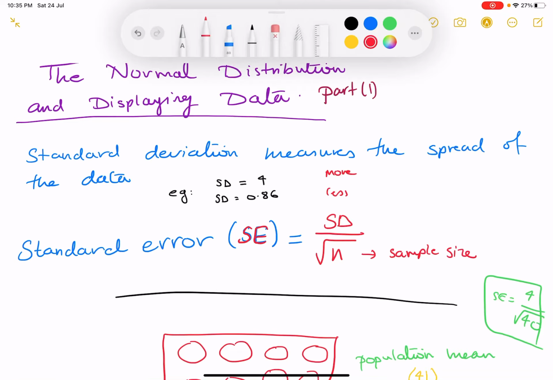Hello everyone. Today we're going to start a new topic. It's about the normal distribution and displaying data, and this is part 1. Let's revise the concept of standard deviation. Standard deviation measures the spread of the data.